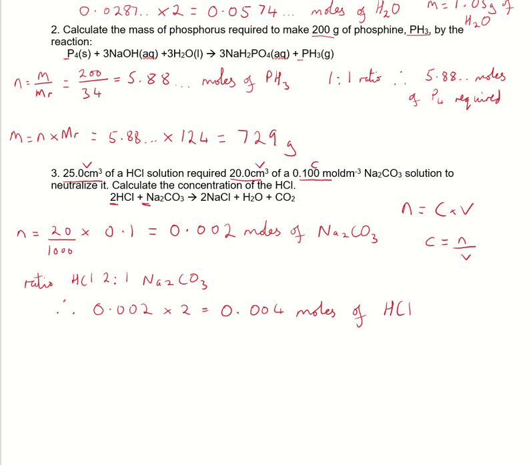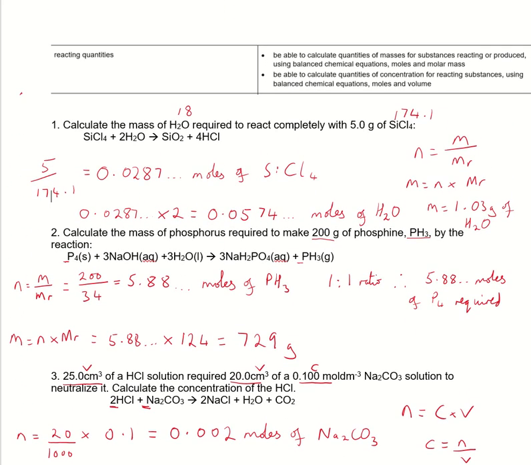So now, final bit, concentration. I know the number of moles, over 25, but again, remember to convert that. So 0.04 divided by 25 over 1,000. And that gives us an answer of 0.16 moles per decimeter cubed.